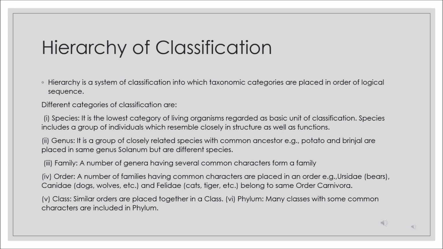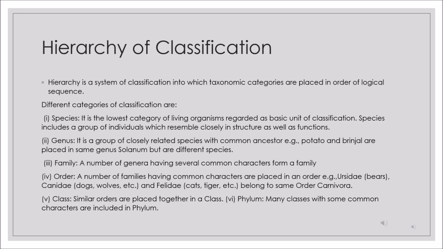We will take human beings. We are all more or less similar. We have two hands, two legs, two eyes. Structure wise we are similar, and the function inside is also similar. So we are all put under one species. A group of individuals having the same structure and same function is known as species.